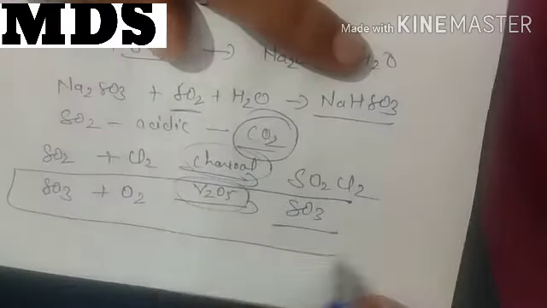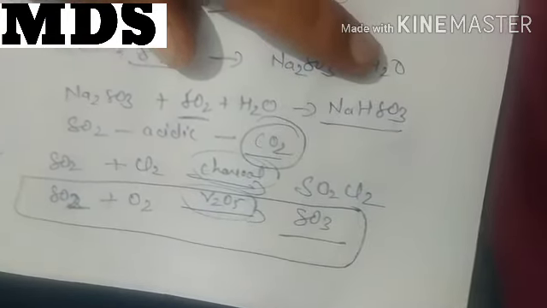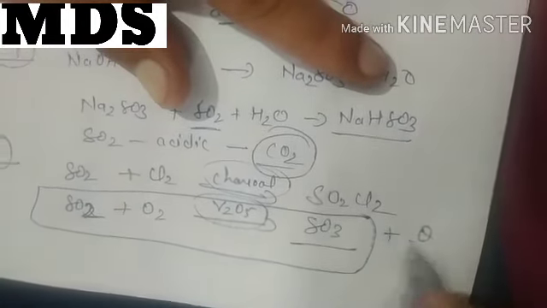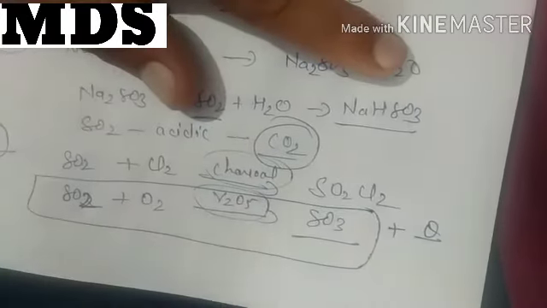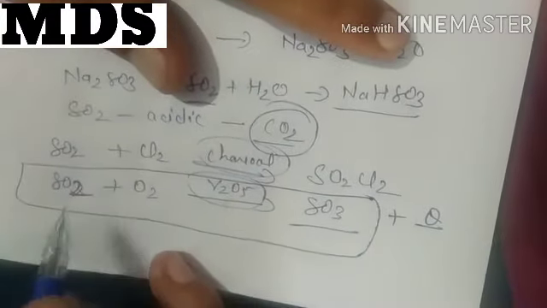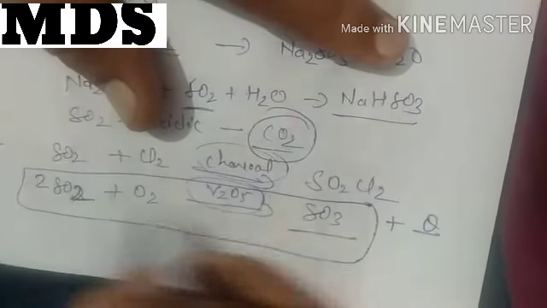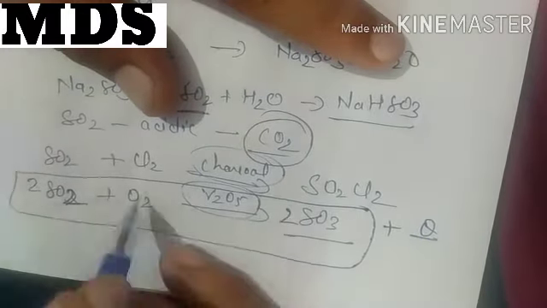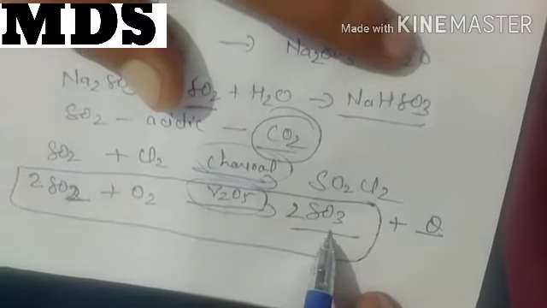Now you very well know this conversion, which I have already shown you in this reaction, that sulfur dioxide in the presence of oxygen converts into sulfur trioxide. This is an exothermic reaction. And one more thing, let me balance this for you first. You can easily see that the volume is decreasing because three molecules are producing one molecule.